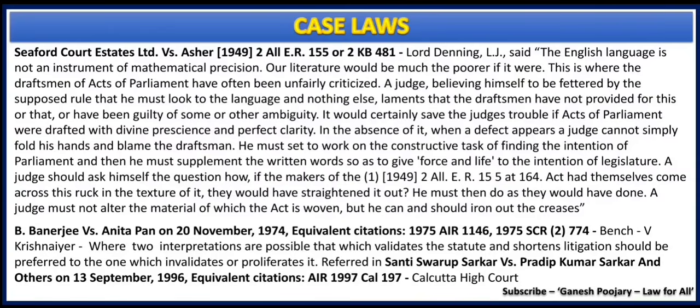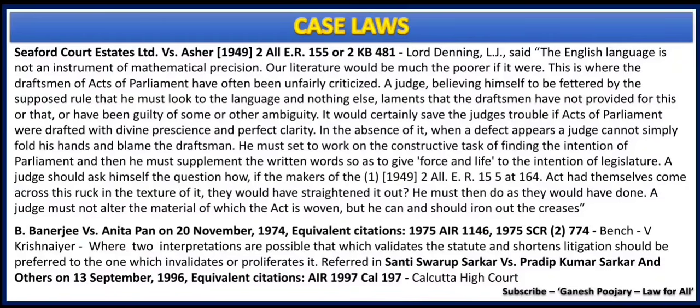And if there is an error, a judge cannot fold his hands and blame the draftsman. Instead, he should try to give force and life to the intention of the legislature. That is what Lord Denning LJ says. The judge should interpret the statute in such a way that he should give force and life to any of the statute as intended by the legislature. That is the responsibility of the judge, and that is what was told by Lord Denning in this case law.